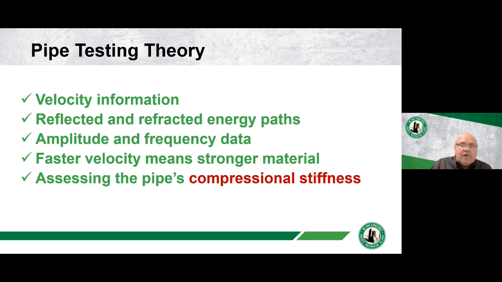Overall, if energy waves are going faster, they're probably going through a stronger material. And if they're going slower, they are going through a weaker or more micro-cracked material in the case of concrete. But with the pre-stressing wires intact, that whole pipe section should be acting in a certain compressional stiffness. And when those pre-stressed wires are broken, that section of pipe is no longer in compression. That has a big impact on how the amplitude and the frequency respond in the pipe.